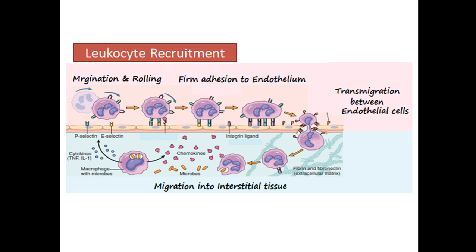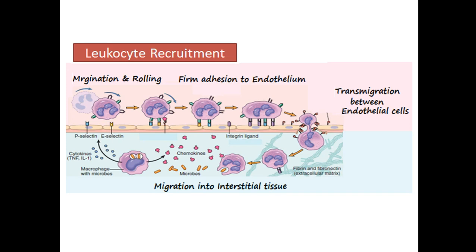So the initial event was margination, coming of the leukocytes to the peripheral zone, then rolling, attachment and detachment, then the expression of the integrins which cause firm adhesion of the leukocytes to the endothelial blood vessel wall, and then through the increased gaps between the endothelial cells that we discussed, the leukocytes will leave the blood and go into the extravascular site to perform their major function.